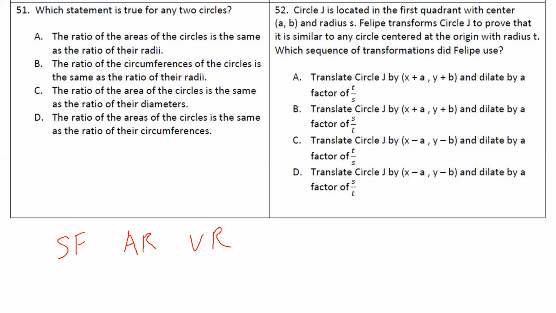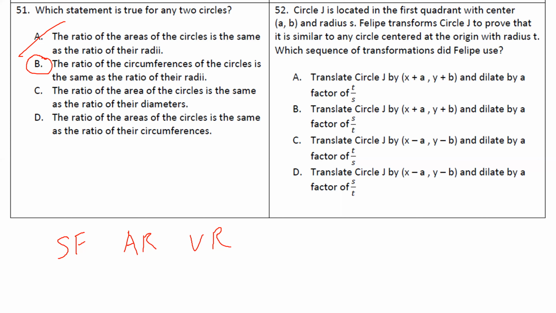So going through these, most of these are combining the idea of an area ratio with the ratio of some single dimensional measurement. A says that ratio of the areas is the same as the ratio of the radii. Radii is single dimensional measurement. That can't work. The ratio of the circumference of a circle is the same as the ratio of the radii. Both circumference and radii are single dimensional measurements. B is our correct answer.